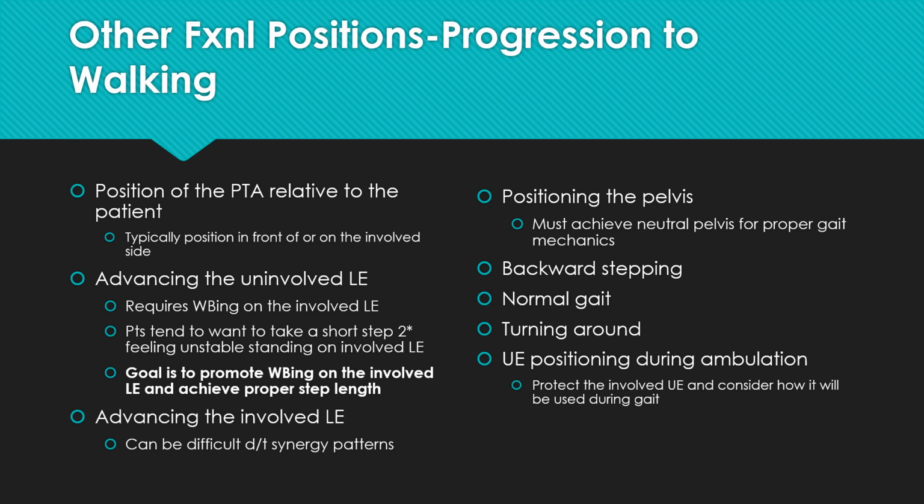And then upper extremity positioning during ambulation. We always want to protect the involved upper extremity and consider how it will be used during gait. So if a patient's using a rolling walker and they need both upper extremities on the walker, do they have sufficient grip to maintain that, or do we need to have a walker splint created for them to maintain correct upper extremity positioning? If we're having them use a hemi walker where they only need one side and the involved extremity just needs to be supported, is there an appropriate sling that they need to be in so that we aren't at risk for subluxation?